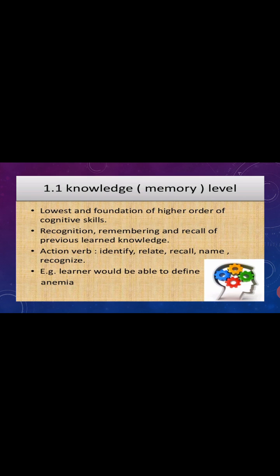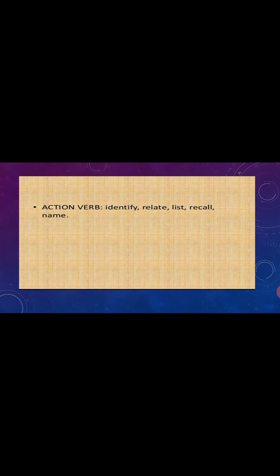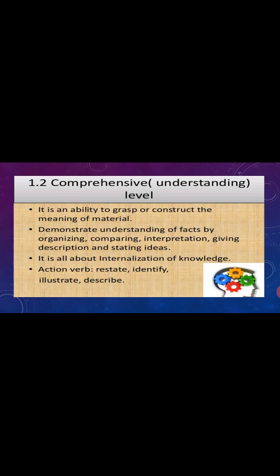If the learner has the knowledge about anemia, he can easily define what is anemia. So this is known as the knowledge level of the domain. The action verbs: identify, relate, list, recall and name. Then comprehension or understanding level. This is the ability to grasp or construct the meaning of the material.